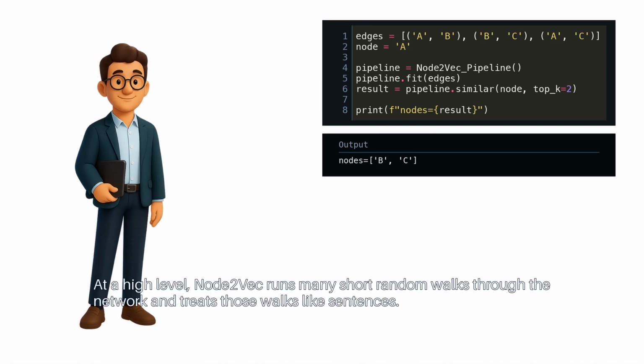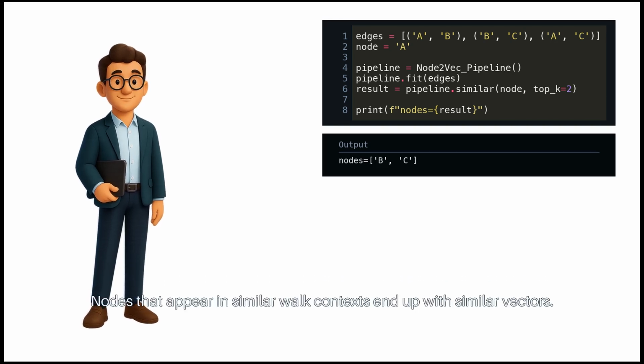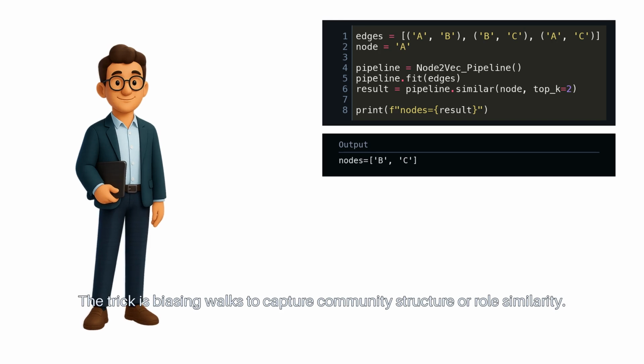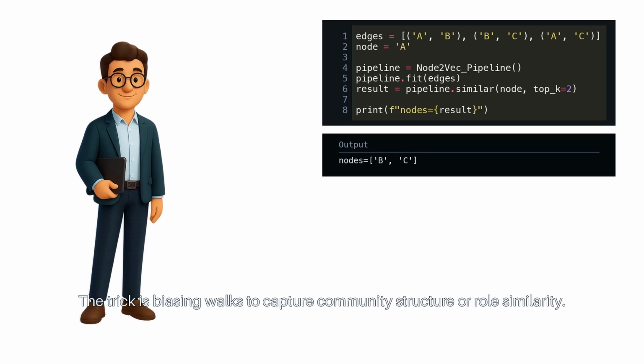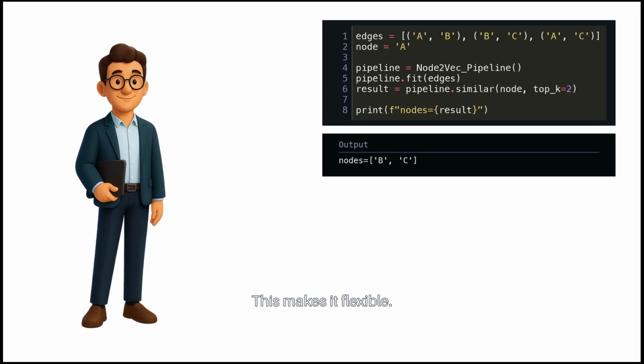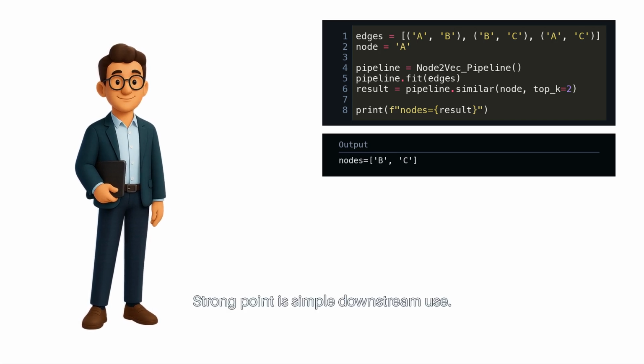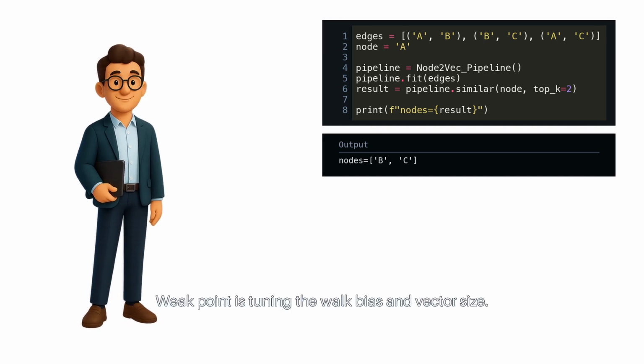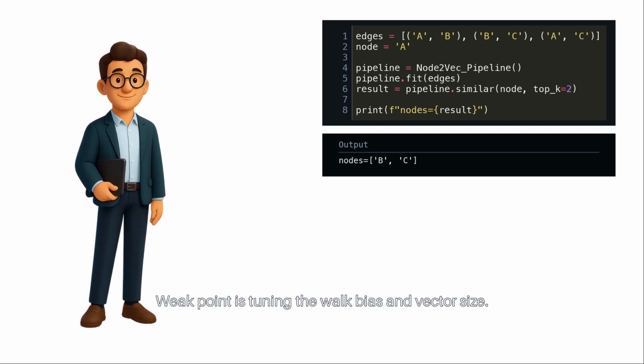At a high level, Node2Vec runs many short random walks through the network and treats those walks like sentences. Nodes that appear in similar walk contexts end up with similar vectors. The trick is biasing walks to capture community structure or role similarity. This makes it flexible. Strong point is simple downstream use. Weak point is tuning the walk bias and vector size.